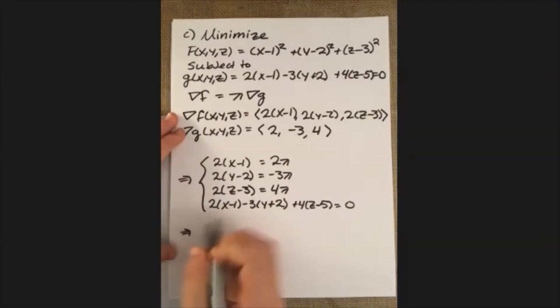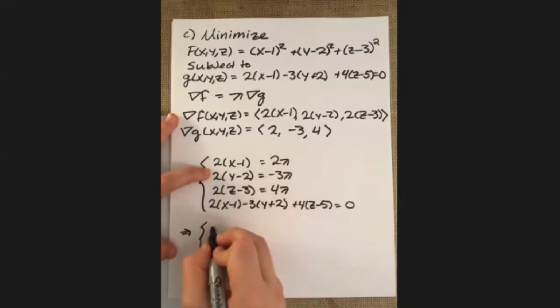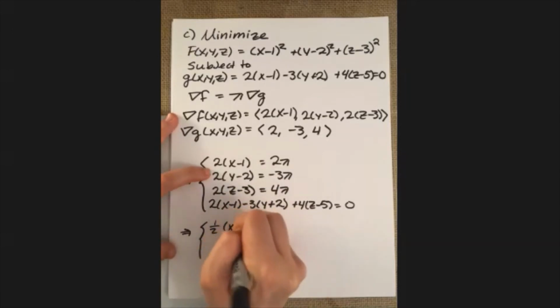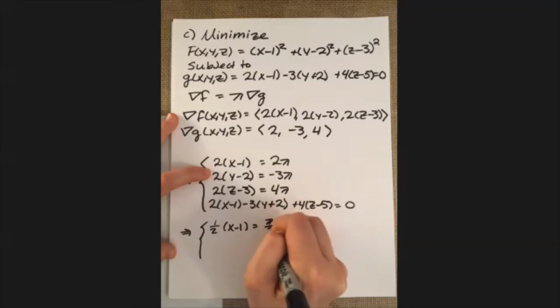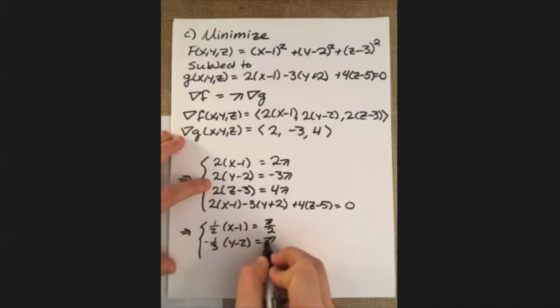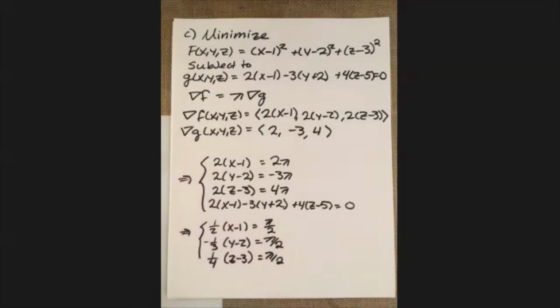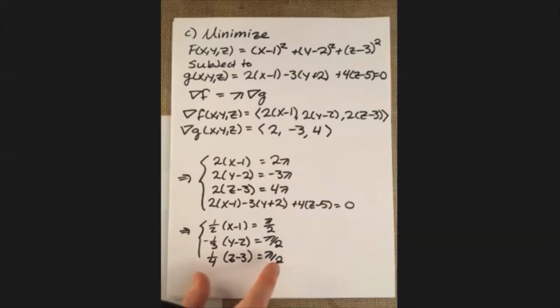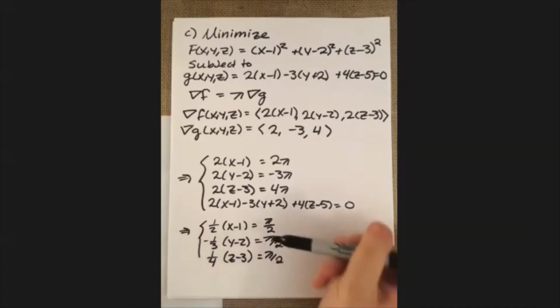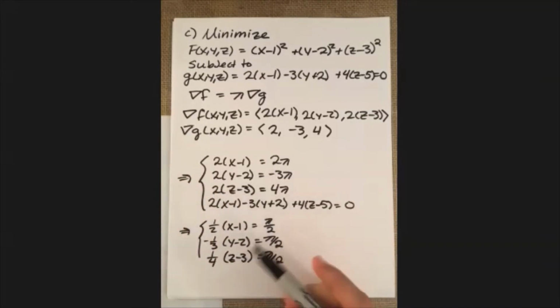So specifically, what I'm going to wind up with is 1/2 (x - 1) = λ/2. And then here I have -1/3 (y - 2) = λ/2. And then my last one is 1/4 (z - 3) = λ/2. So basically what I've done here is gone through and swapped out these coefficients. Now that all three of these are equal to the same value, λ/2, we can set these all equal to each other.